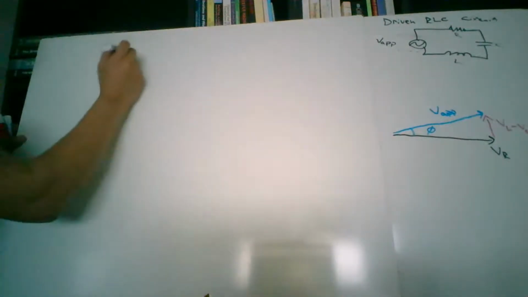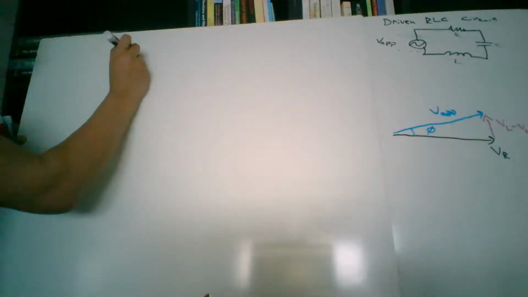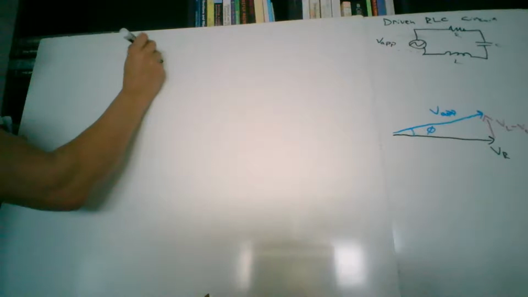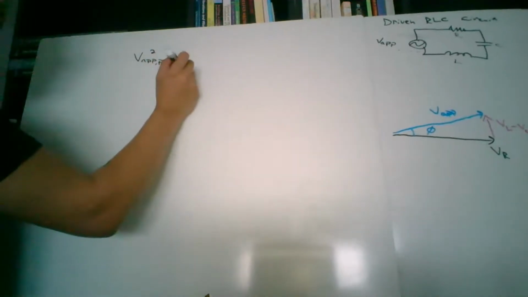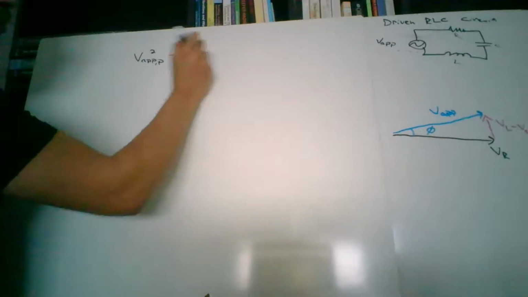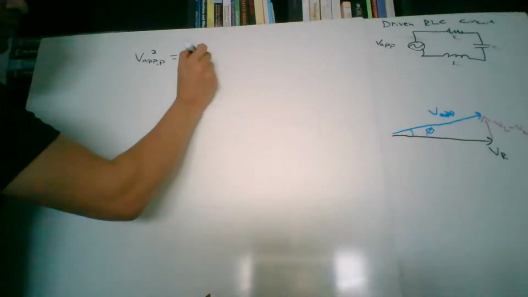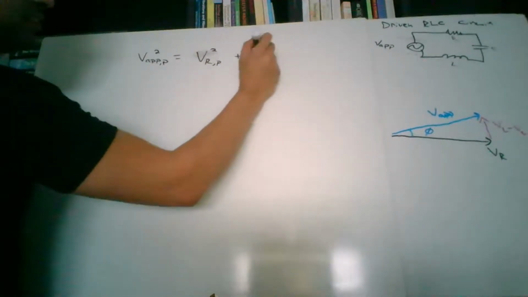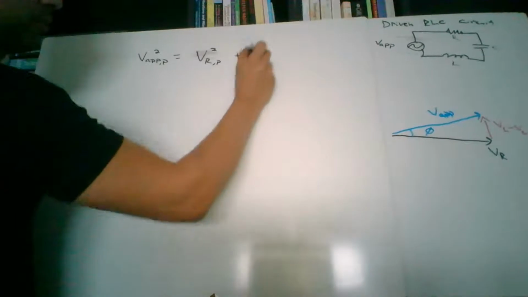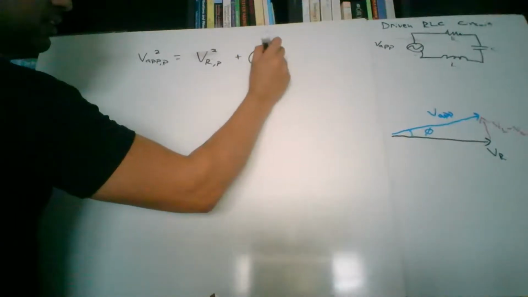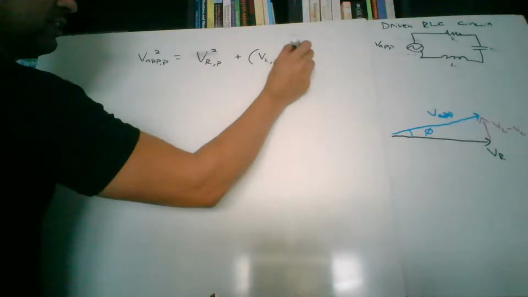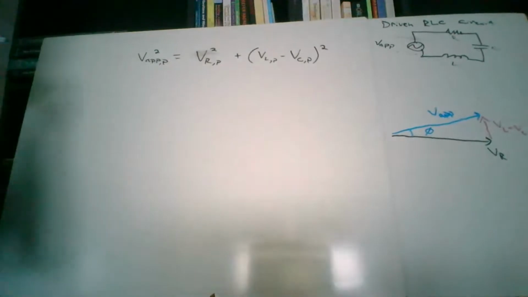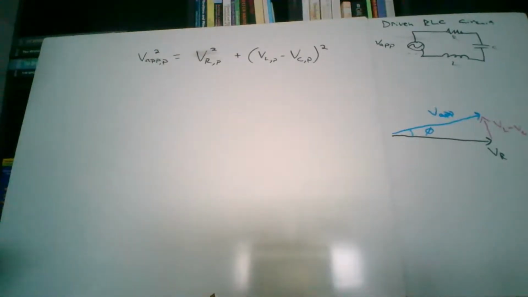We can say that the applied voltage at its peak squared is equal to V R squared at its peak plus, what is this? We'll put it in parentheses, V of the inductor at its peak minus V of the capacitor at its peak, all squared. All right. So far, so good.